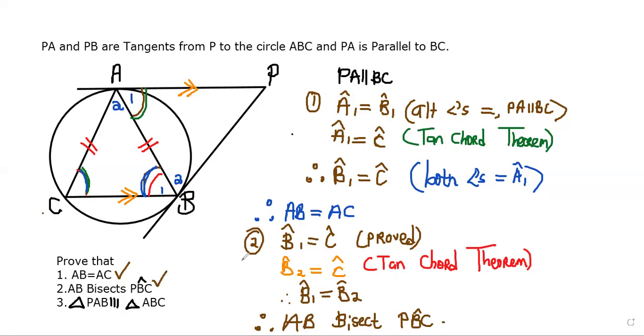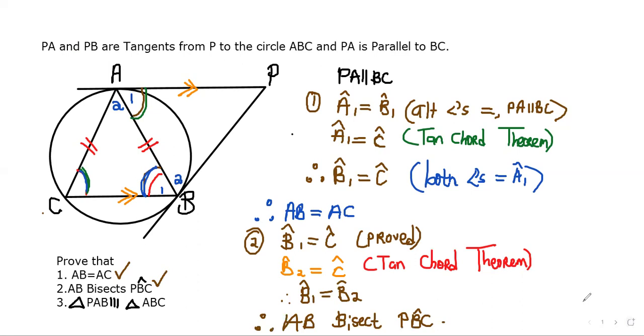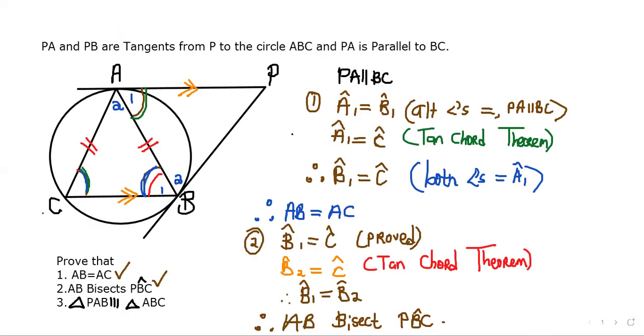After being done with number 2, that's when you can tick to say you are done with that. Then now we go to number 3. So let me now show you how we prove number 3. Number 3, they're saying prove that triangle PAB is similar to triangle ABC.